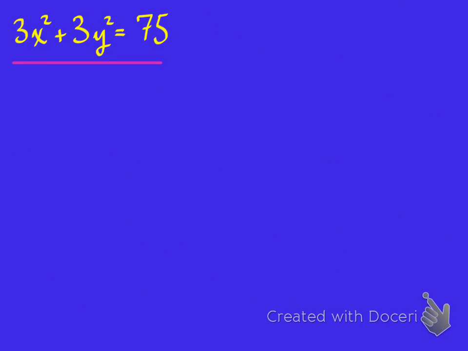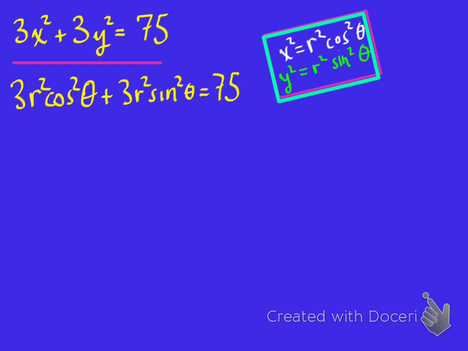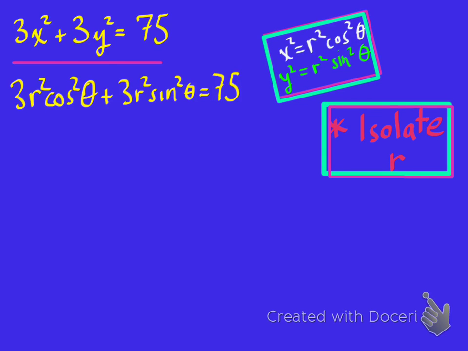3x squared plus 3y squared equals 75. Okay, well, those little conversion equations look like that. You see an x squared, you can replace it with r squared cosine squared. And the same with the y squared can be replaced with r squared sine squared. So let's just go ahead and do that. Just direct substitution right there, and voila, it's already in polar form right now. Now, we don't want to just stop here. We want to keep on working to isolate the r variable as much as possible.